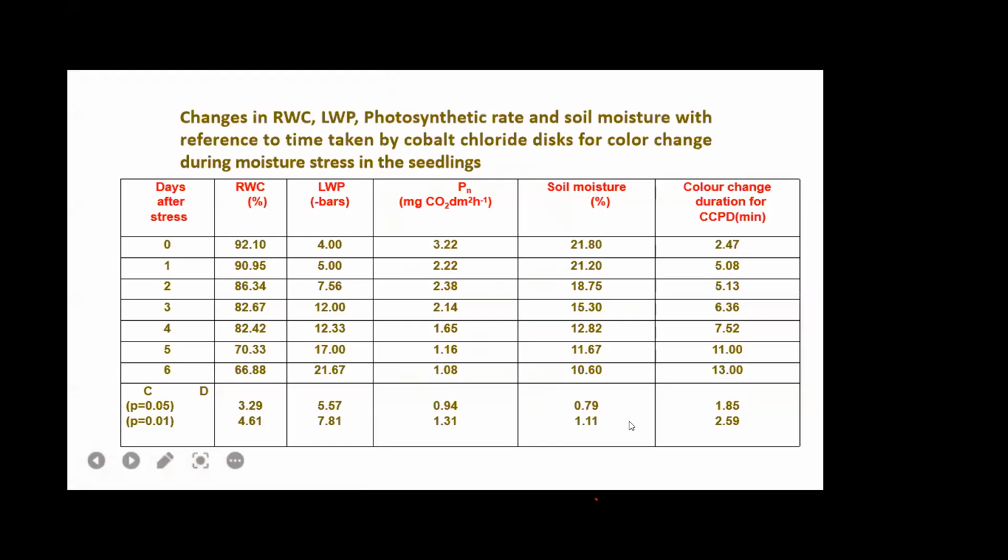So these are some of the results we got from this CCPD technique. We took some seedlings and imposed stress. Initially we gave enough water to the seedlings, and the color change was at 2.47 minutes. Then we gave stress. On the 4th day, plants underwent stress and the color change was at 7.5 minutes. It means that we have to give irrigation at this time.